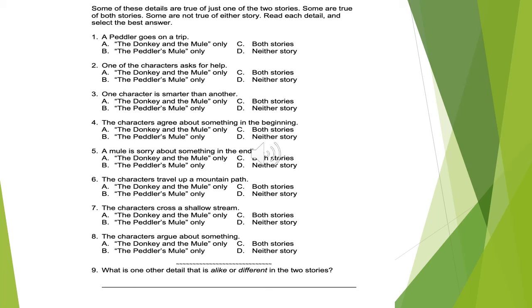So now, since you read the two passages and you understood them, I need you to check this exercise out. Some of these details are true of just one of the two stories. Some are true of both stories. Some are not true of either story. So some of those details are true for just one, some of them are true for both stories, and some of them are not true at all. Okay, so read each detail and select the best answer. Try to do this on your own, and then take a look on the next slide to check your answers whether they are correct or not.